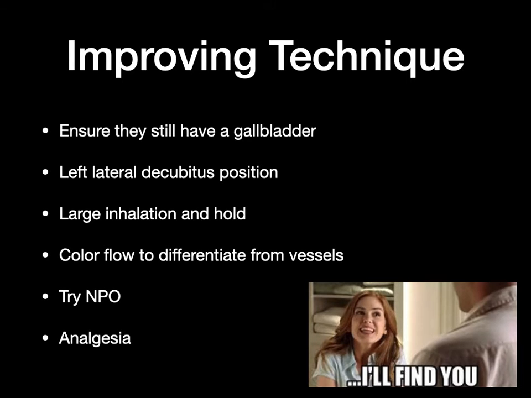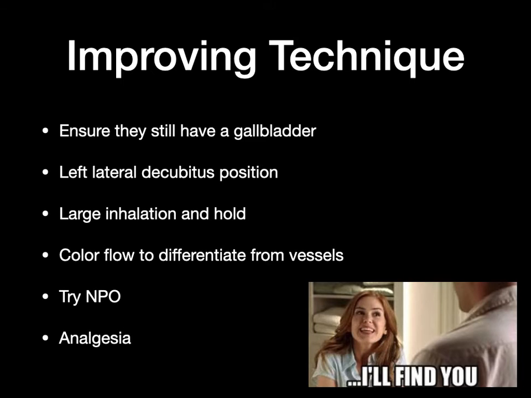Occasionally, the gallbladder is difficult to differentiate from the liver vasculature. Applying some color flow or color Doppler to the image will highlight the vessels, which have flow, but not the gallbladder, which does not. A patient who has eaten recently may have a contracted gallbladder, which can be more difficult to find, so allowing a period of NPO may allow the gallbladder to refill and become more readily identifiable.